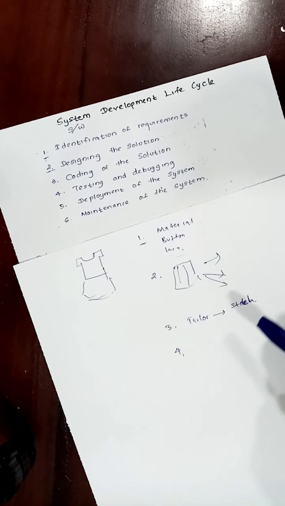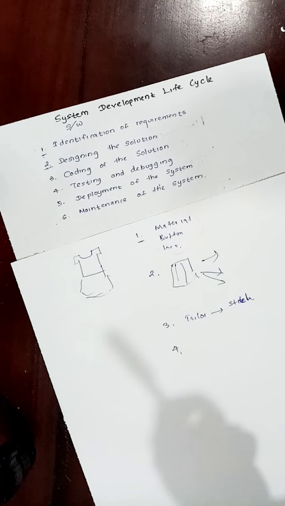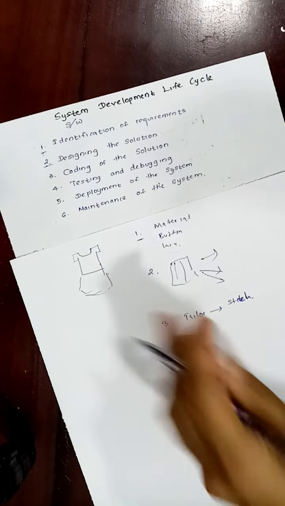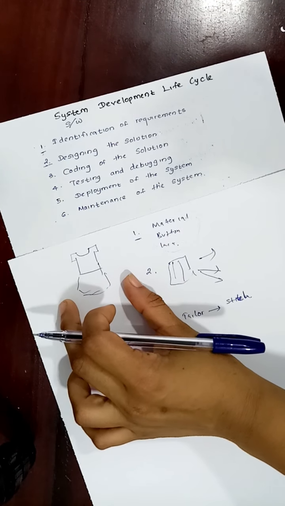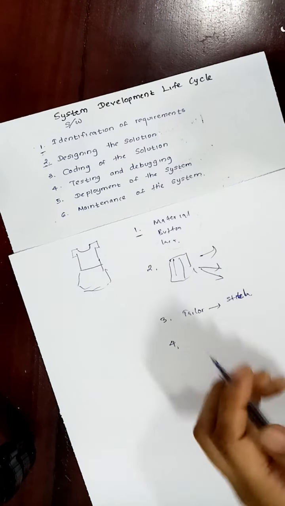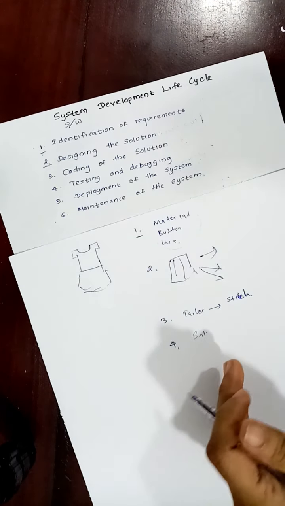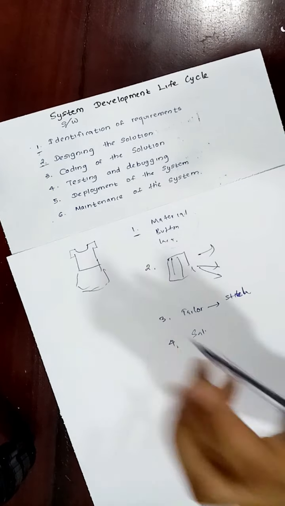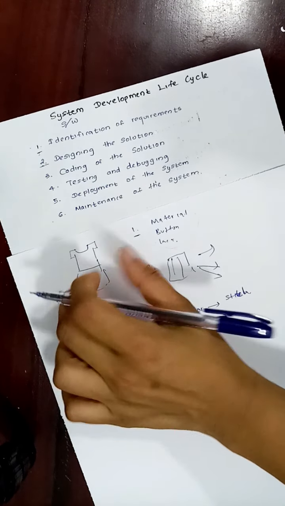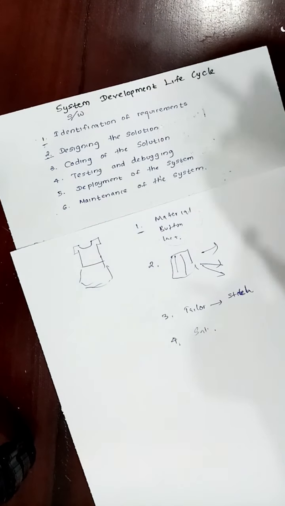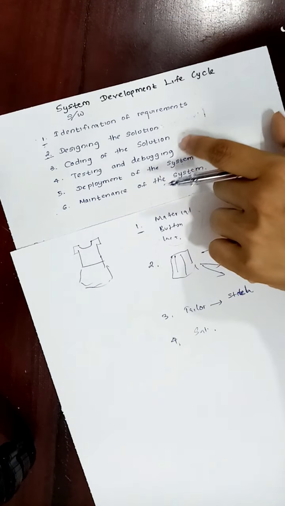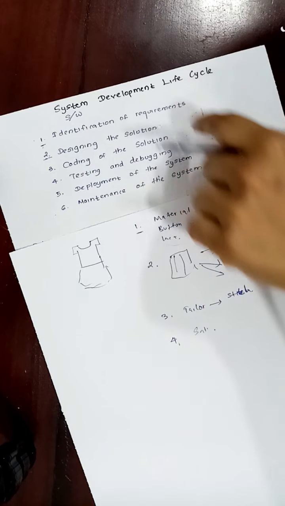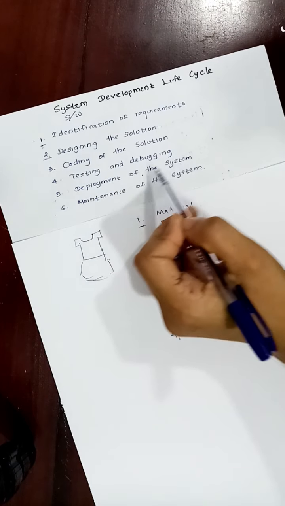Here the tailor will stitch the dress and give it to you to check whether the dress is okay, fits you. So you will wear that and tell the tailor if anything is wrong or needs corrections. That's happening here: testing and debugging. Here they will test the functions of the software, whether it's running correctly or wrongly. We'll discuss these things. Then the fifth one is deployment of the system.